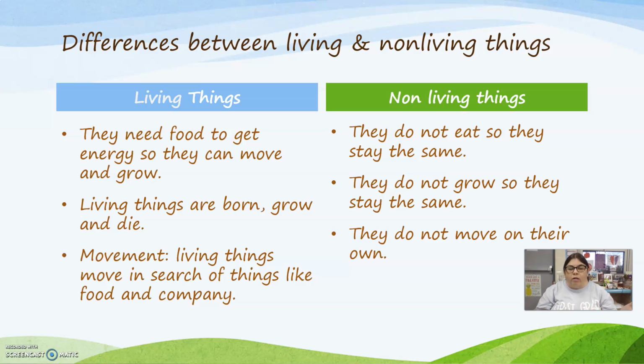And then you do things like go to school and listen and react to that so you can grow your beautiful brain. Living things are born, they grow, and they die. Movement. Living things move in search of things like food and company. Okay? So if you're living, you automatically go towards certain things like food and company because that's what you need. You need food and things like that in order to stay alive.